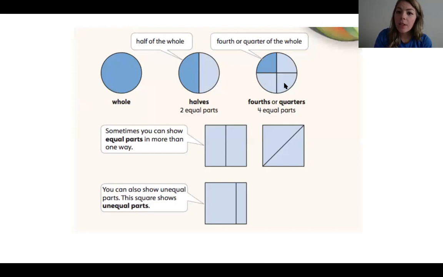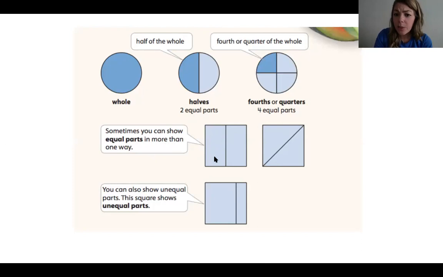And then this part over here is into quarters or fourths because there's 1, 2, 3, 4 parts and they are all equal. If I had 4 friends over and this was a pizza, I would want to cut my pizza just like this so that everybody had an equal part of the pizza. Okay, so this is showing you can show equal parts sometimes in more than one way.